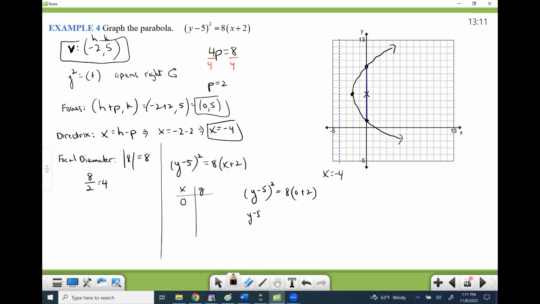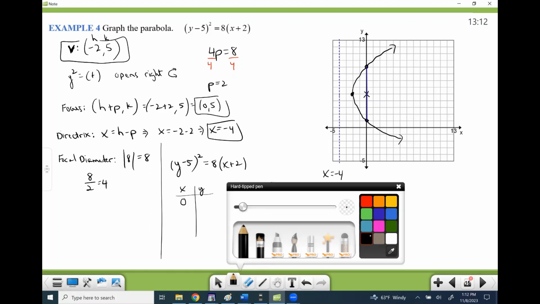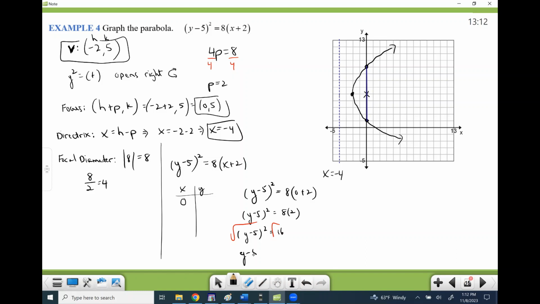Okay, so we get y minus 5 squared equals 8 times 2, or y minus 5 squared equals 16. We're ready to square root. So we get y minus 5 equals plus or minus 4. So I'm going to move that 5 over to the other side, so it's going to become a positive 5 when it shows up on the other side. So 5 plus 4 gets us 9, and 5 minus 4 gets us 1.